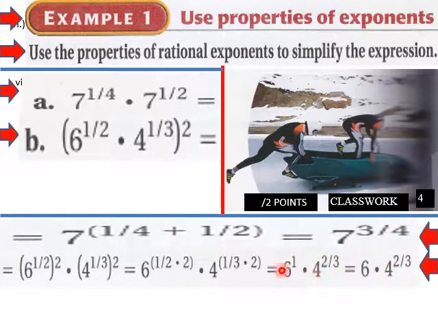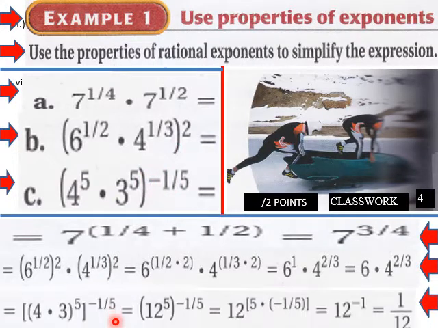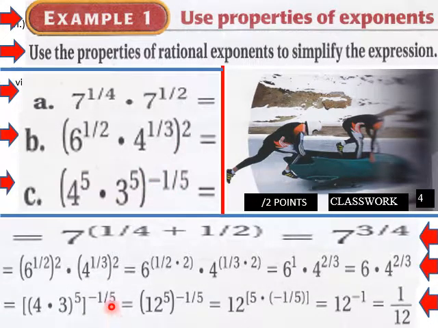And we come up with this here, 6 to the first power times 4 to the 2/3 power. And then 4 to the 5th, again, would be another power of a power property. Multiply through by -1/5, and we come up with 1/12 here after doing our multiplications. We come up with 12 to the -1 power.